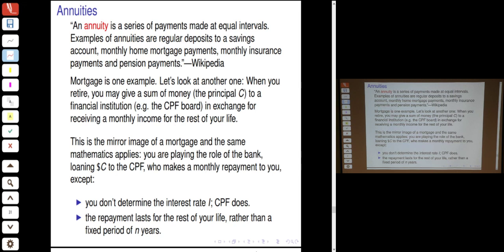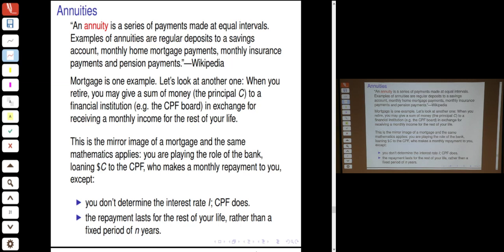Let's look at another example which is relevant for all of us. So when you retire, you may give a sum of money, the principal C, to a financial institution, for example the CPF board, in exchange for receiving a monthly income for the rest of your life. So this is a very similar situation, a mirror image of the mortgage problem, but the roles of the bank and you are switched.